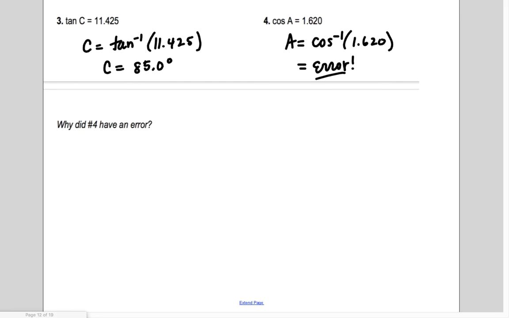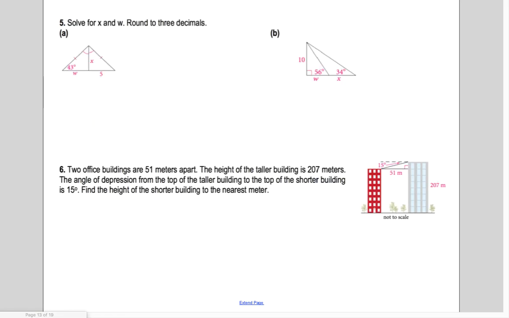Yeah, we talked about this. Remember, sine and cosine can't have values that are greater than 1. So cosine is never greater than 1. I know I haven't spelled out sine and cosine. Sine has an E on it. We just abbreviate it S-I-N, sin, but we say sine. So why did number 4 have an error? Because we can't have sine or cosine being greater than 1. All right, does this make sense?